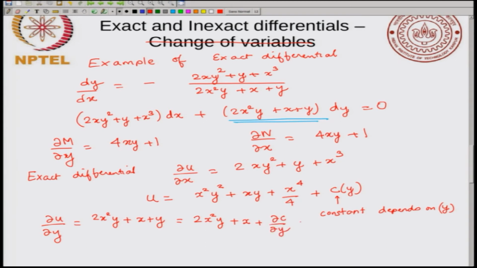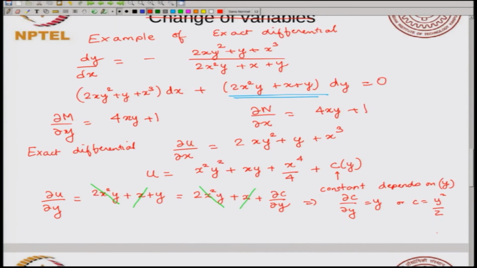Okay. And what you immediately get is that these two will cancel each other. So, I will just cancel this, similarly x will cancel. So, what you will be left with, this implies ∂c/∂y is equal to y, or c is equal to y²/2. Okay. So, by doing this we got this c of y, and so I can write the total u.